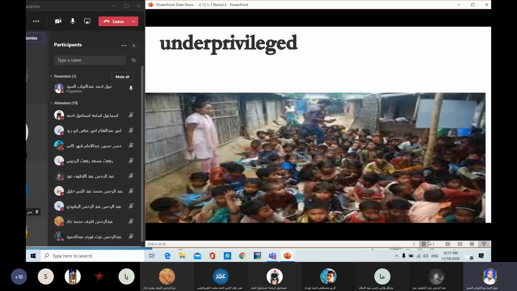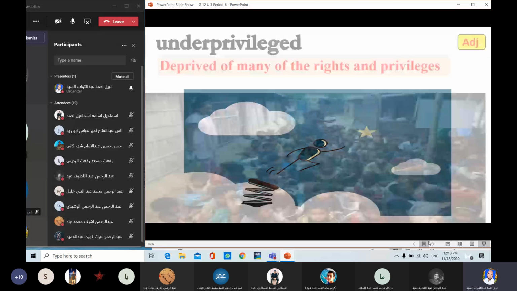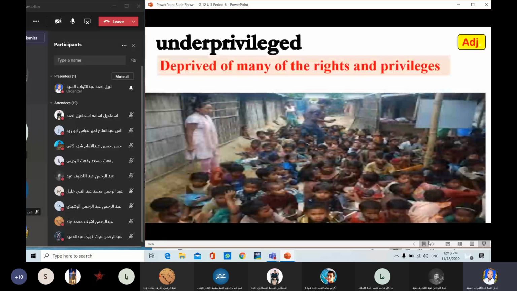Underprivileged. Describing the conditions, describing the circumstances, describing people. Underprivileged: deprived of many of the rights and privileges. So we should help underprivileged people. We should help homeless people. These are people who need our help and support because they are deprived of many of their rights and services.